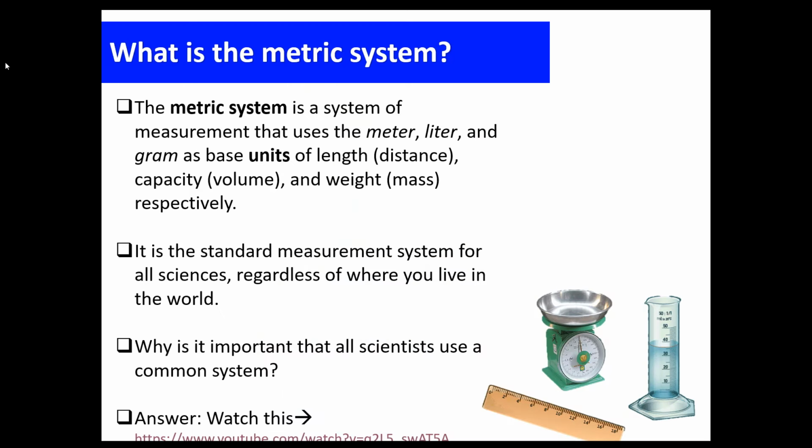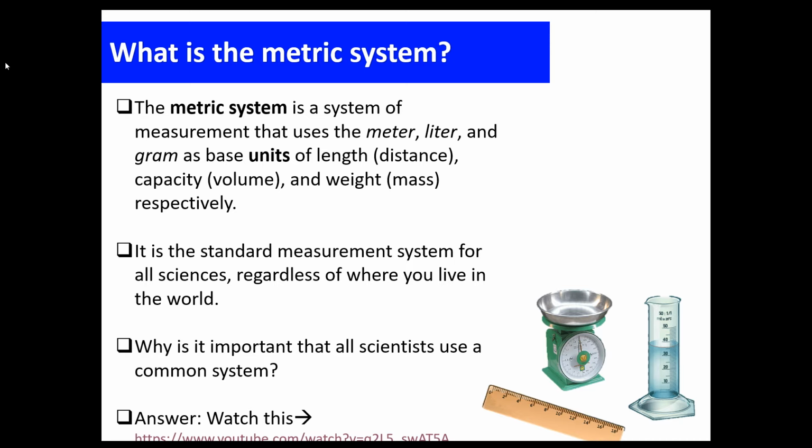So in science, we use something called the metric system. And the metric system is a system of measurement that's based off of three base units. So the meter, the liter, and the gram. So meter is used to measure length, which is a distance, and liter is used to measure capacity or volume. And then gram is the base unit that we use to measure weight or mass, the mass of a substance.